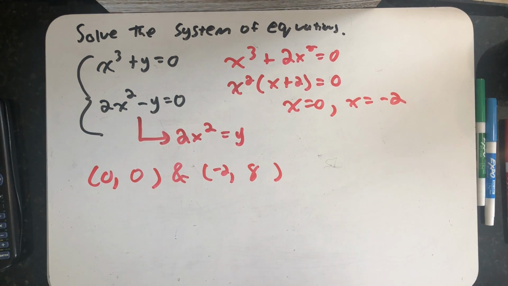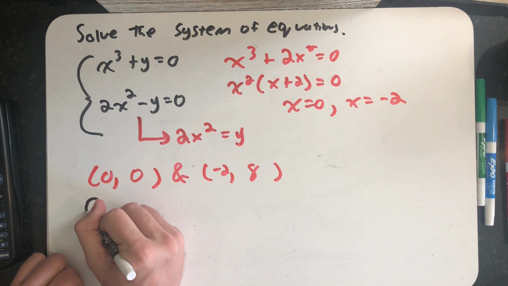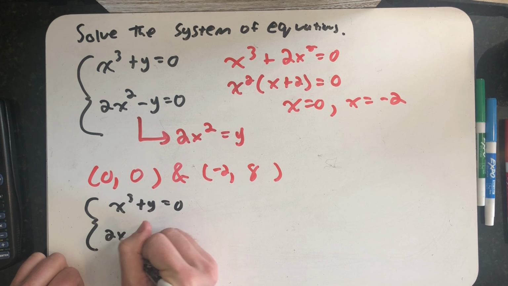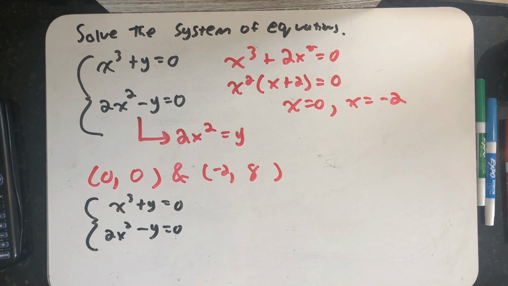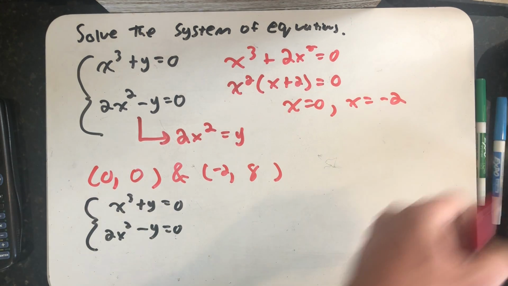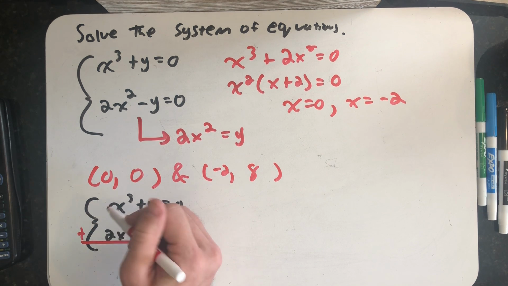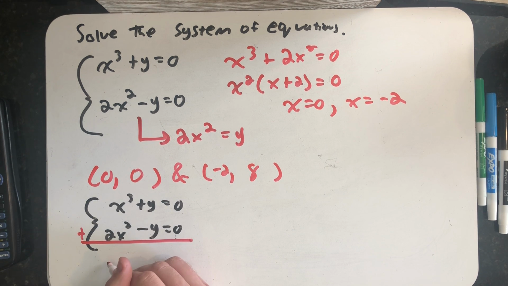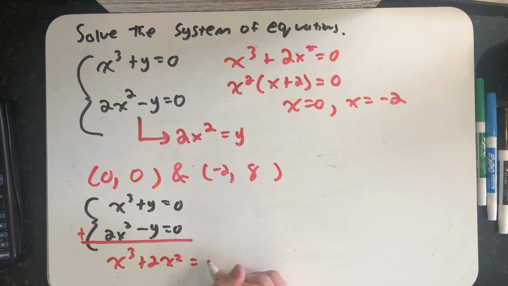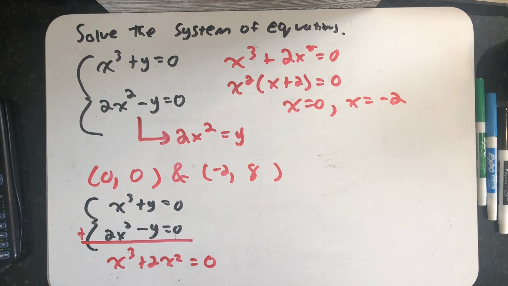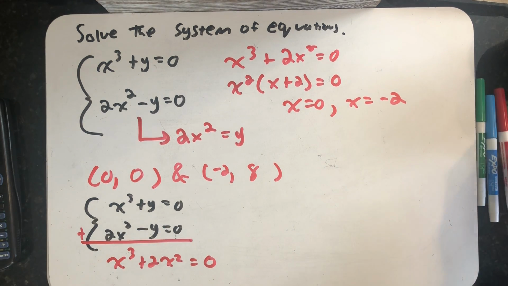Okay, well, I told you I was going to do this one both ways, so let's imagine I have that original system again: x cubed plus y equals 0, 2x squared minus y equals 0. Because I see a plus y and a minus y, I can add the two equations together to eliminate the y's. I'd have x cubed plus 2x squared. The y's cancel, and 0 plus 0 on the right-hand side gives me 0. And I actually see this exact same equation that I've already solved. So now I know for sure that using either method, I would end up with the same two solutions.